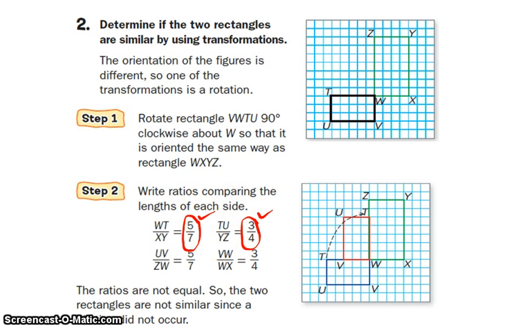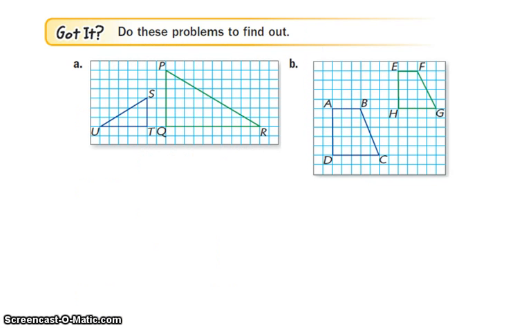Okay, so let's do this. Why don't you try the two got it problems? Okay, you're looking for ratios. So go ahead and pause the video and try these two. Alright, let's take a look at A. What we would have to do first is reflect this. So we're going to reflect it so that it has the same orientation, so it's facing the same way.